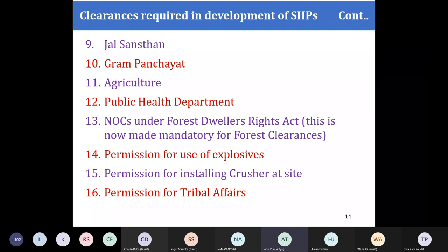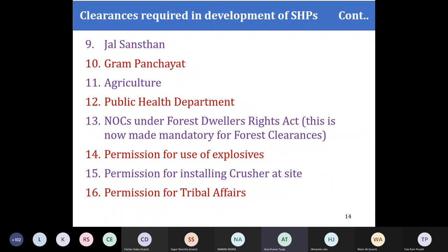If you are using a crusher at site, you have to take permission from the district authority. And also, if you are constructing a project in a tribal or protected area, you have to take permission from the tribal affairs department. So these are the various permissions or clearances required before construction of small, mini and micro hydro projects in any area in India.